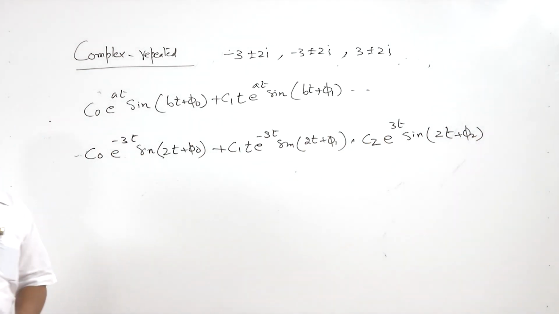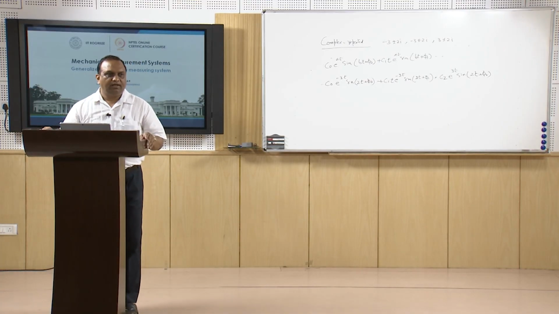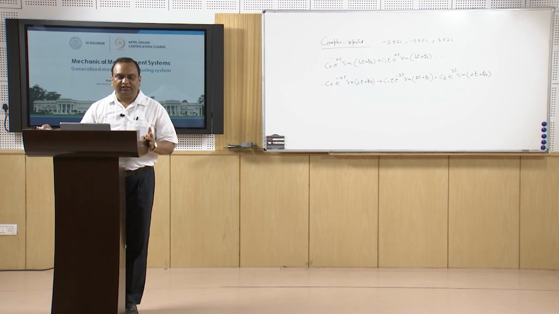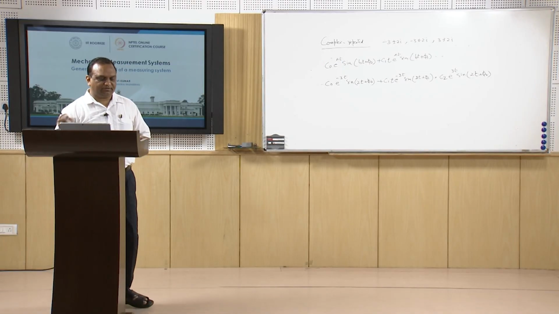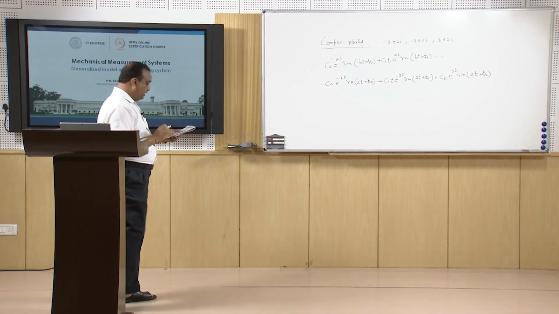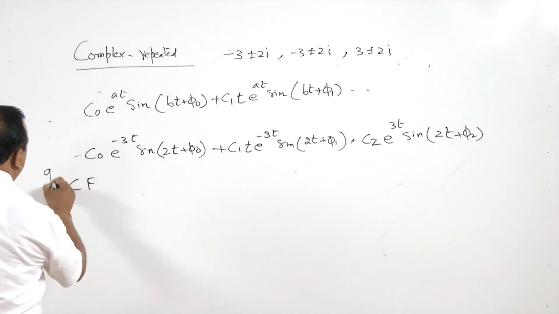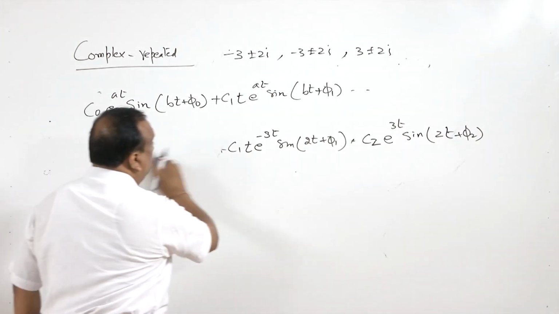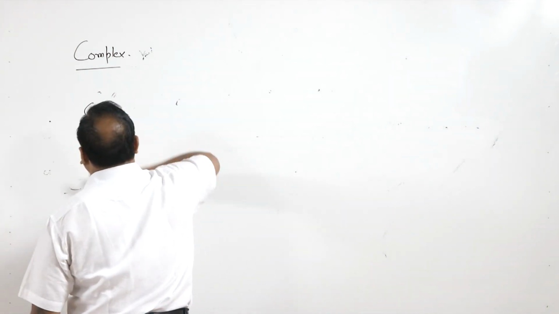So we can address all types of roots. If the roots are real, repeated, unrepeated. If the roots are complex, in that case also repeated and unrepeated roots are addressed. So this is about the complementary function. Now we have to find the particular integral also in order to have the total solution of this differential equation.